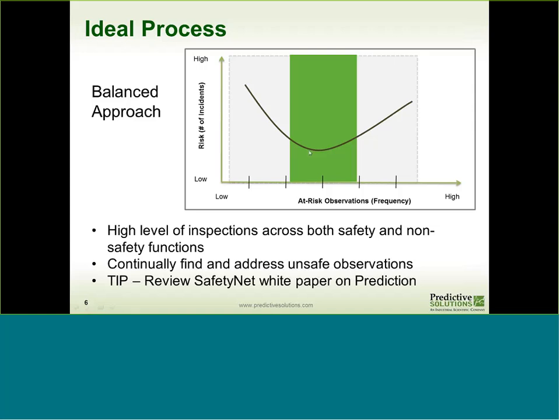So we've actually found the lowest risk is finding a moderate number of unsafe observations per inspection on average, right? So you get a high level of engagement. You find and address the unsafe observations at the interim steps and at the root cause, right?